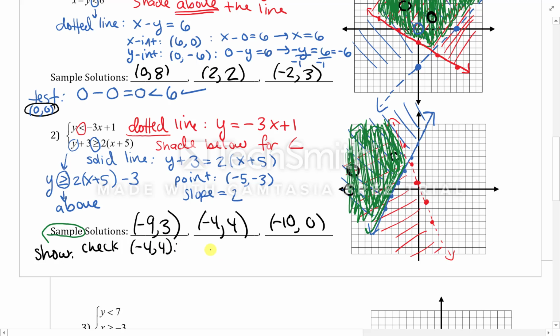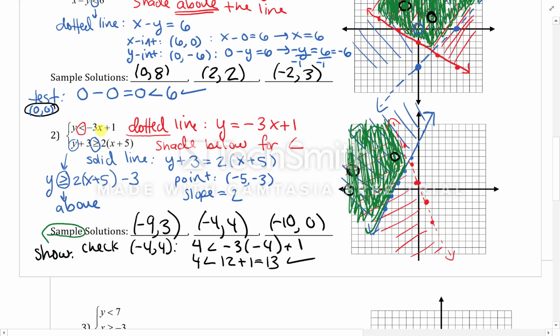So if that's a solution, that means I should be able to plug 4 in for y and negative 4 in for x into each inequality and end up with a true statement. So I'm plugging it into this first one right here. I plugged in negative 4 for x, and then I plugged in positive 4 for y. And when I did that, I get that 4 is less than 13, which is true. So that was definitely a solution for the first line.